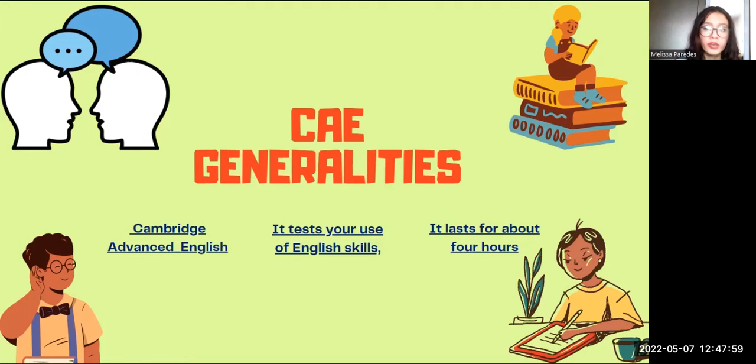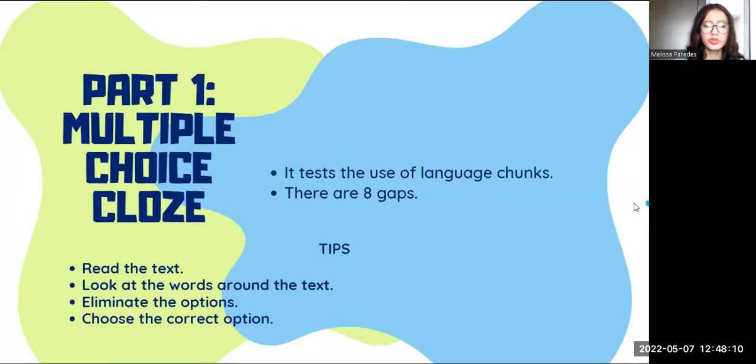The first one is reading and use of English, the next one is listening, the third one is writing, and the last one is speaking. In this case, we will explain different aspects about the part reading and use of English. It's divided into 8 parts, and the first part is called multiple choice cloze.